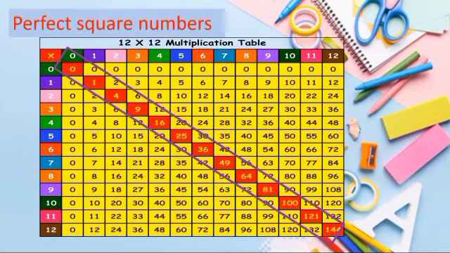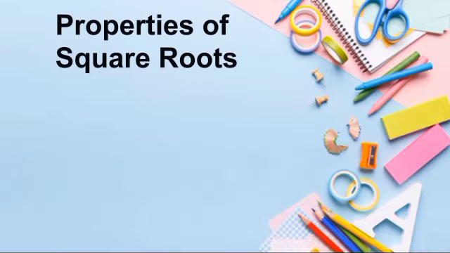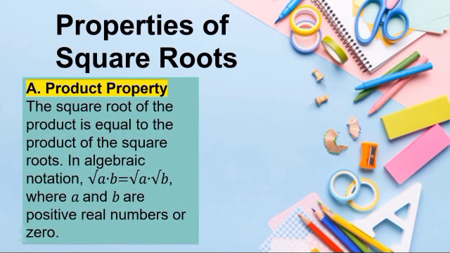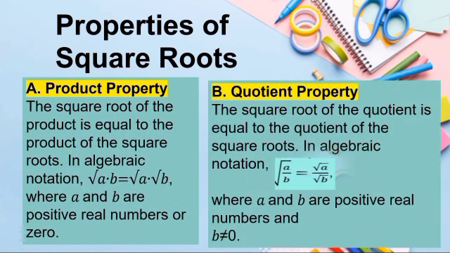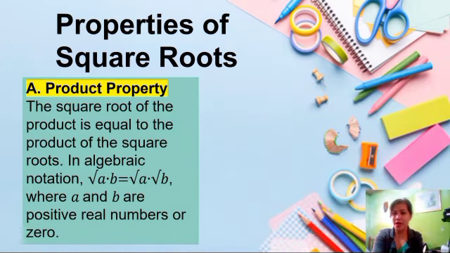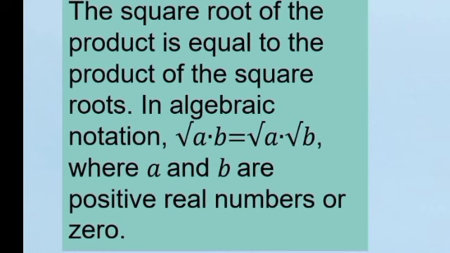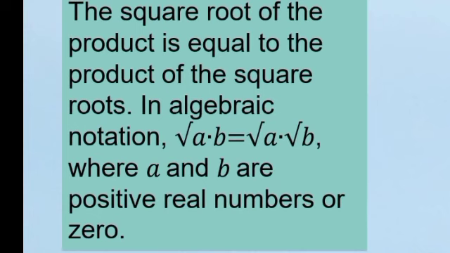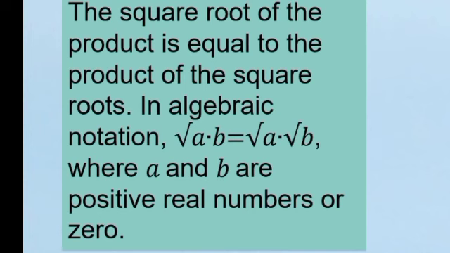Next. Properties of square roots. So we have a product property and a quotient property. The product property: the square root of a product is equal to the product of the square roots. In algebraic notation, the square root of a times b is equal to the square root of a times the square root of b, where a and b are positive real numbers or 0.